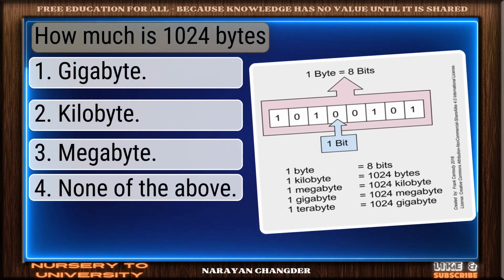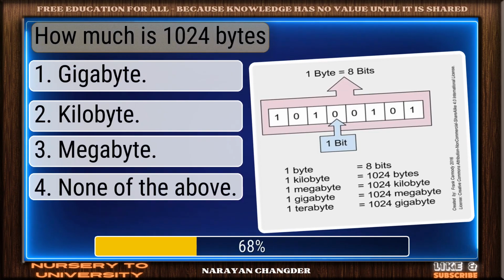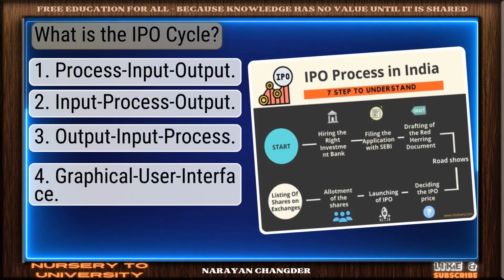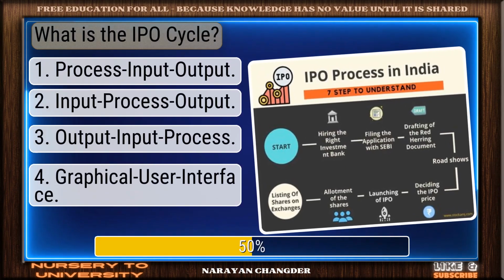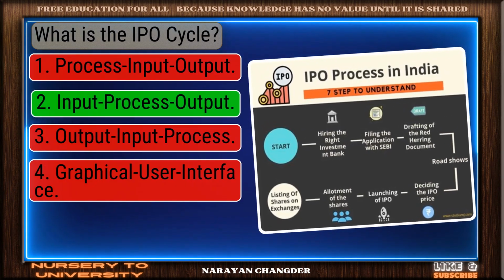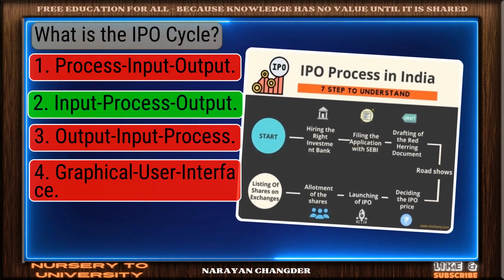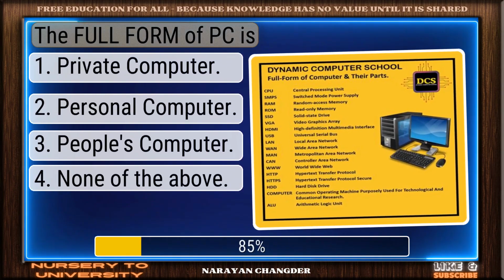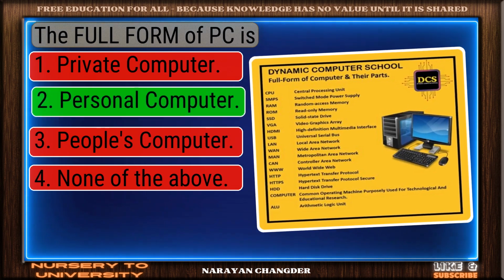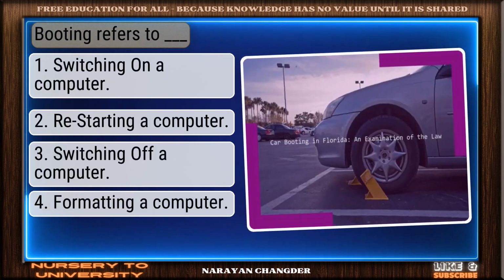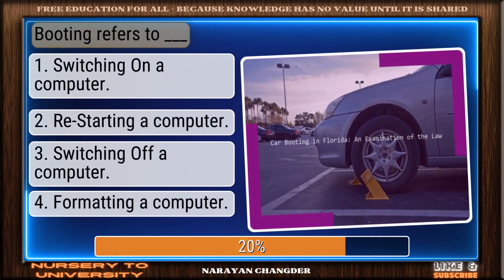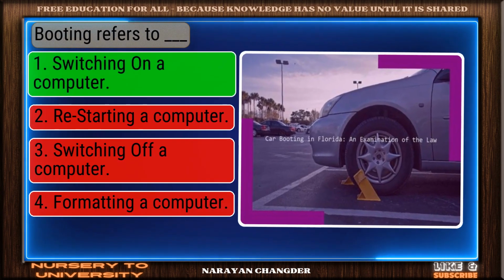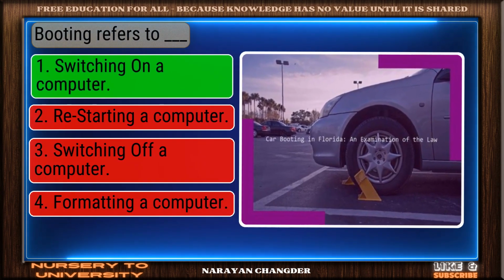How much is 1024 bytes? Bravo, kilobyte is the answer. What is the IPO cycle? Great thinking. Input process output is right. The full form of PC is? Valid point. Personal computer is true. Booting refers to dash? You're right. Switching on a computer is correct.